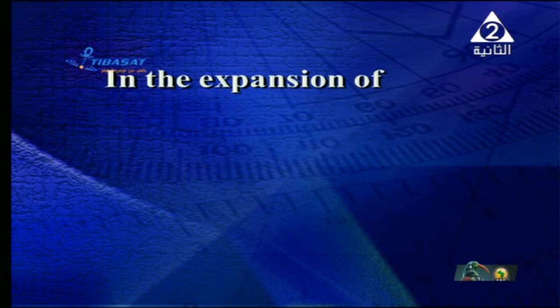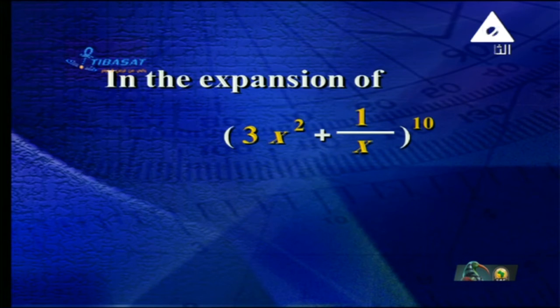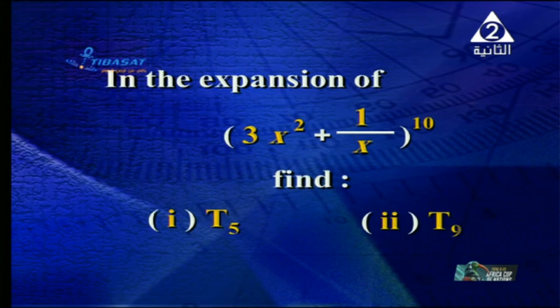Now, my dear student, we translate two important examples. In the expansion of (3x^2 plus 1 over x)^10, find T5 and T9. My dear student, how many terms in this expansion? We have 11 terms. Why? Because the power is 10, the number of terms is n plus 1. T5 and T9, how to find?